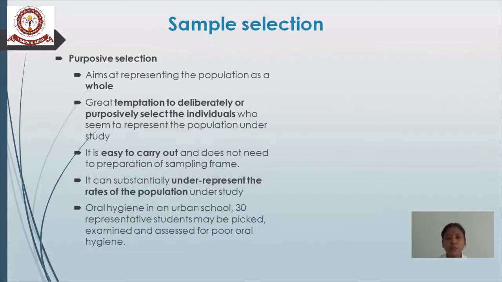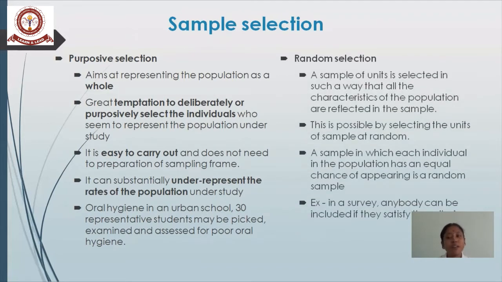Next we are going to see about sample selection. First we have seen what sampling is and how a sample is representative of the population, then the advantages of sampling and the ideal requirements of sampling. Now we will be seeing how to select a sample. There are two methods of sample selection, namely purposive selection and random selection. The purposive selection mainly aims at representing the population as a whole, and we can deliberately or purposively select only the individuals who seem to represent the population under study.